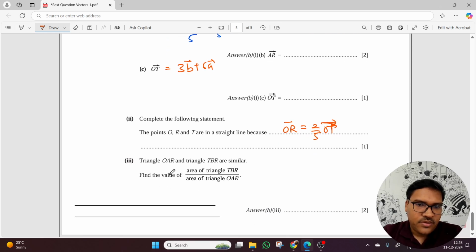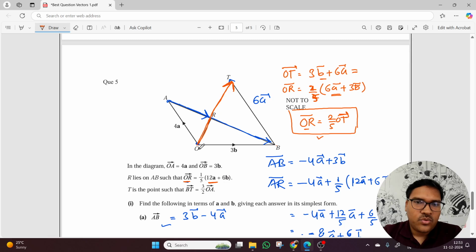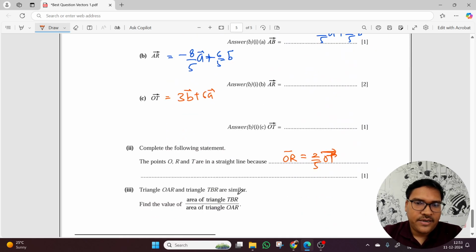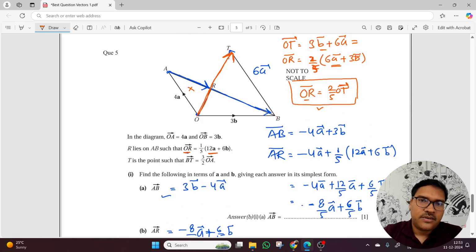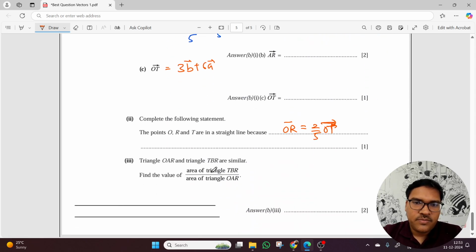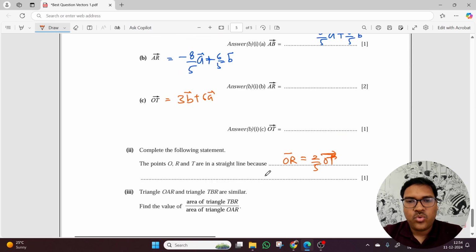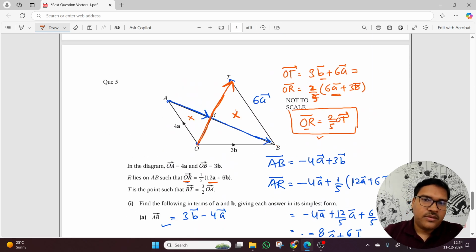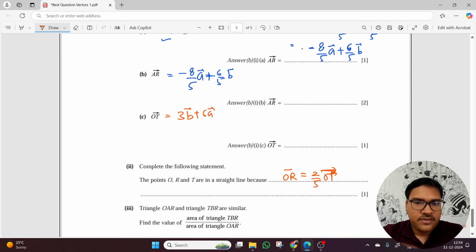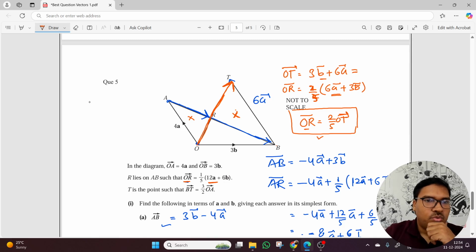Now, the next part is triangle OAR and triangle TBR. Where is TBR? This is triangle TBR. They are saying that these triangles are similar. Find the value of the area of triangle TBR upon the area of triangle OAR. Let me write this, OAR and TBR.